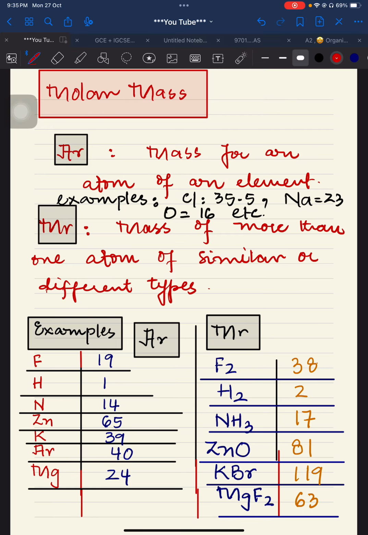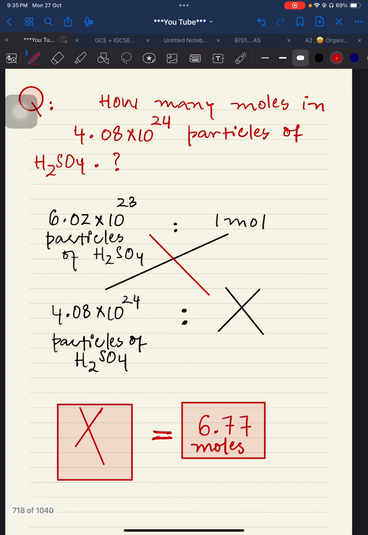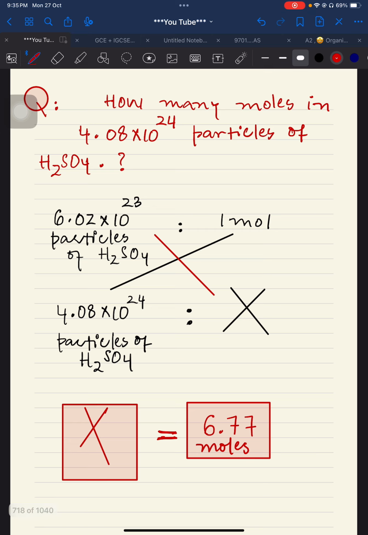Guys, I was telling you that there is a term called Ar and a term called Mr. We have just discussed that as well, and I have told you already that 1 mole of every substance will have a specific number of particles, which is equal to Avogadro's constant. That specific number is 6.02 into 10 raised to the power 23.